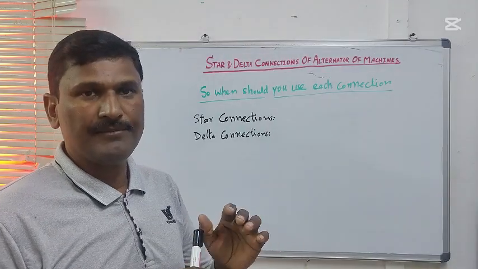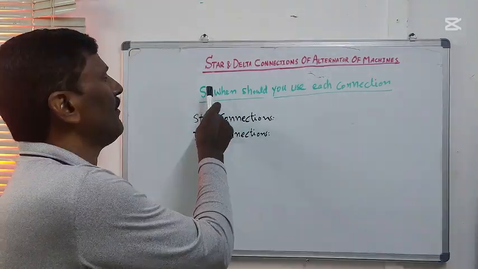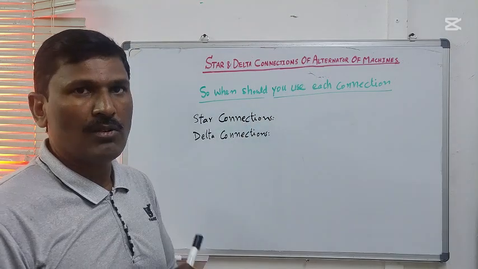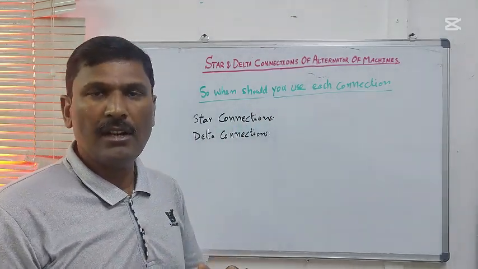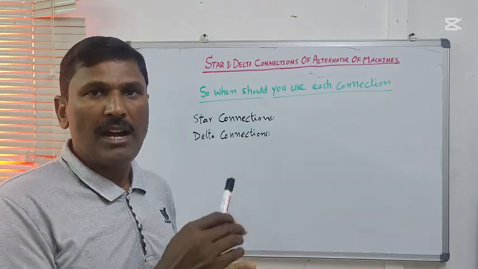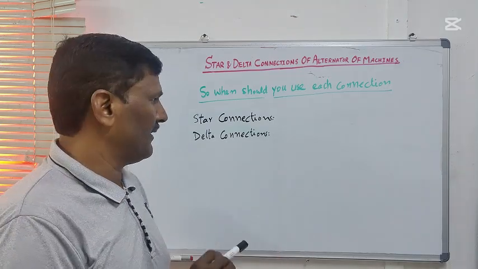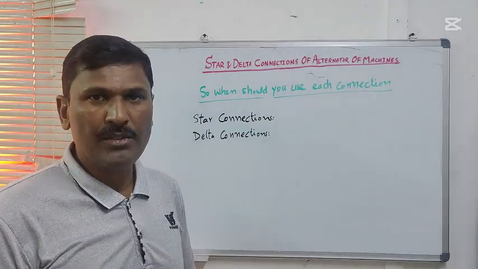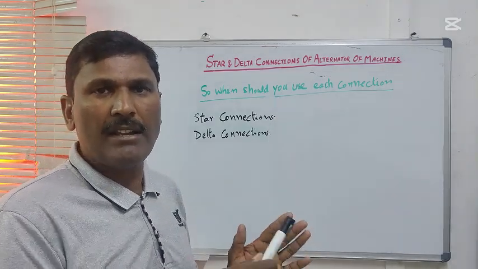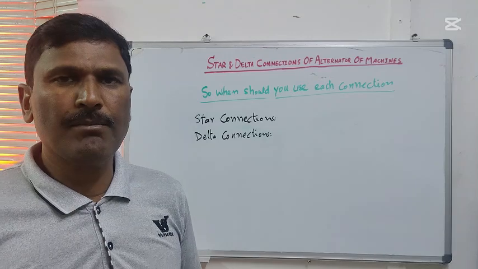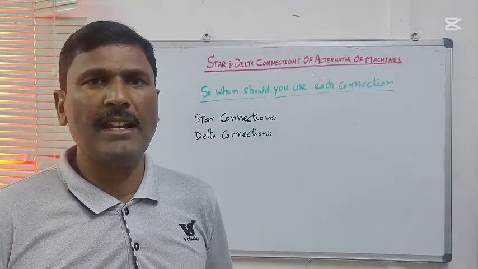So now we have learned the advantages of the star connection and the delta connection. So when should we use each connection? Star connection is best for starting a motor under heavy load, or where lower current or lower voltage is required. Delta connection is ideal for full load operation where high torque and power are necessary. So both star and delta connections have their unique benefits and applications.